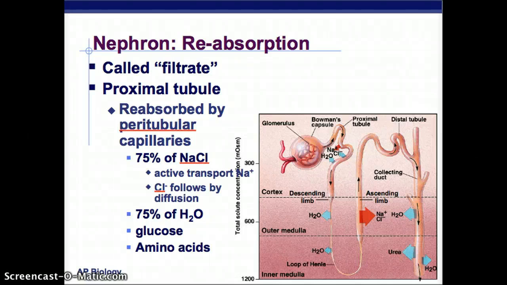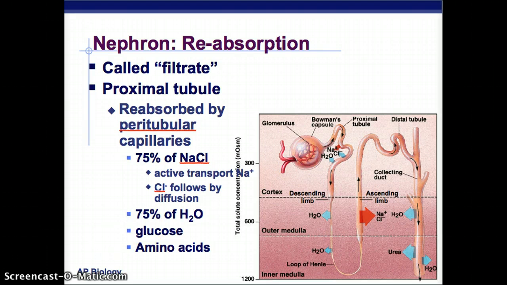After the filtration in the glomerulus with the blood and the capillaries in the Bowman's capsule, it now turns into what we call filtrate and goes through the proximal tubule. So in the proximal tubule, it's reabsorbed. There are all these things that are going to be reabsorbed by the peritubular capillaries. These are capillaries that run alongside the proximal tubule, and that's our countercurrent exchange. So they're running in the opposite direction of the proximal tubule.